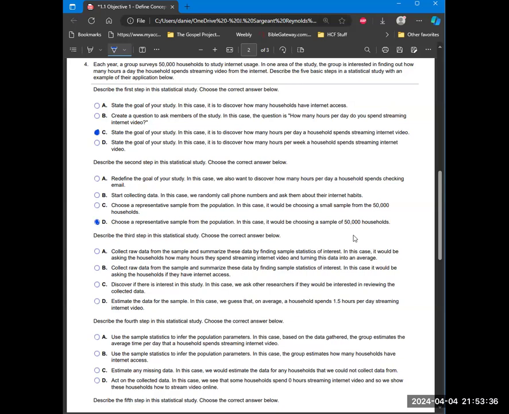Now to describe the third step in the statistical study, that would be to collect raw data from the sample and summarize these data by finding sample statistics of interest. In this case, it would be asking the households how many hours they spent streaming internet video and then turning this data into an average. So that is option A.